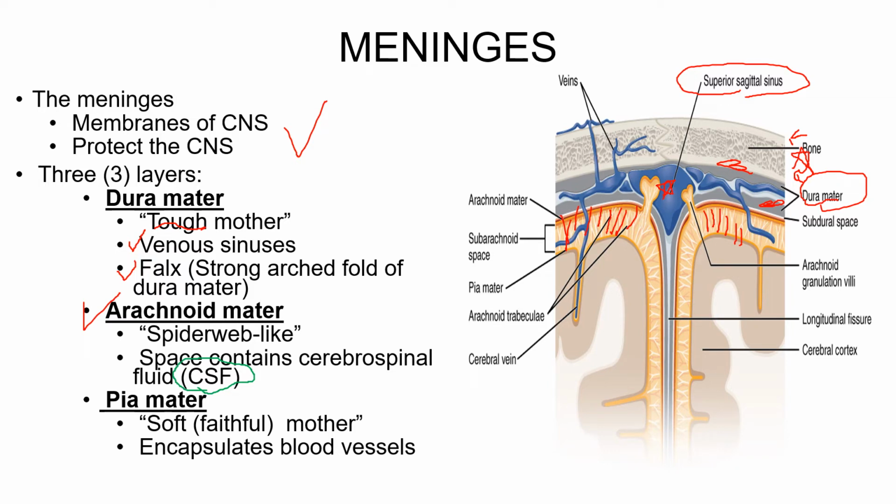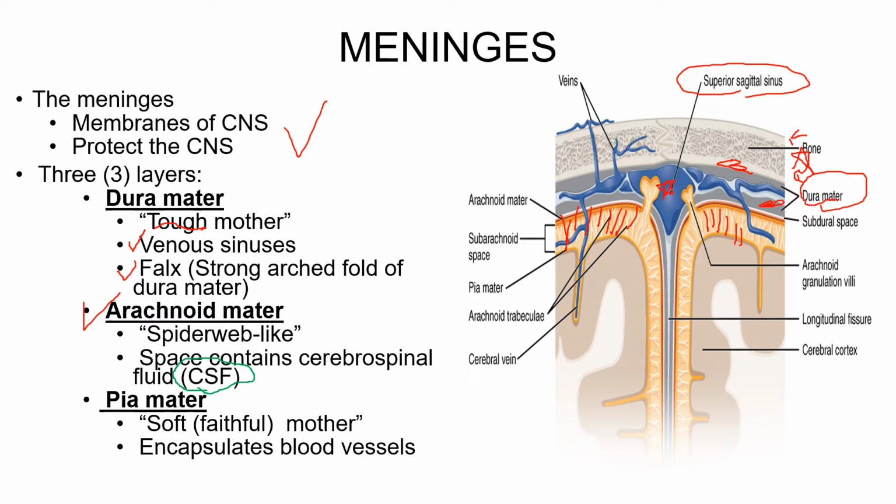So recall that we had that central canal in the spinal cord where I said cerebrospinal fluid is going to flow inside the cord. It's also going to flow inside the brain, but it's also going to flow around it as well. And the area where it's going to flow around it is this area right here. It's the space between the arachnoid mater and the pia mater.